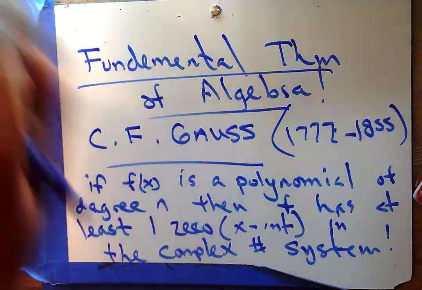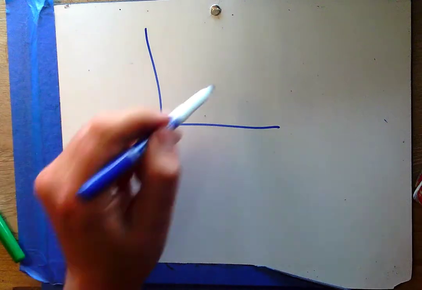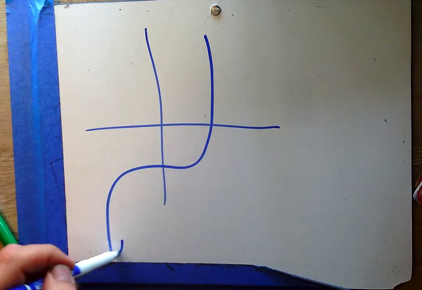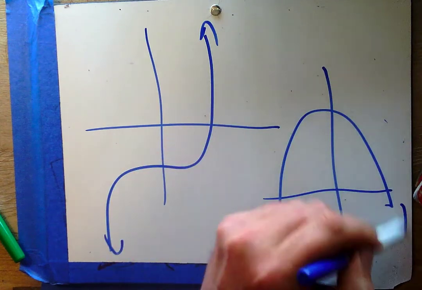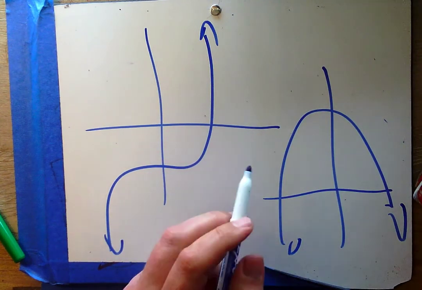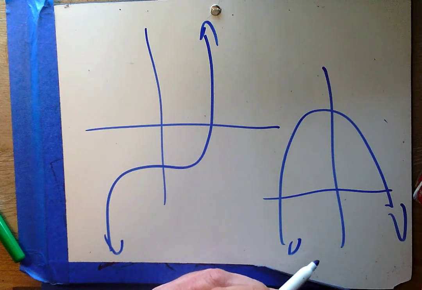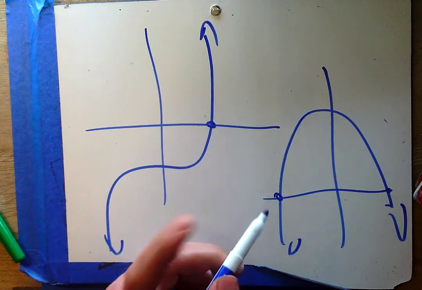Yeah, so what's that mean? Well, all it means is every polynomial, be it this polynomial or this polynomial, every polynomial has at least one x-intercept. Look, I got 2 here. Oop, I got 1 there.